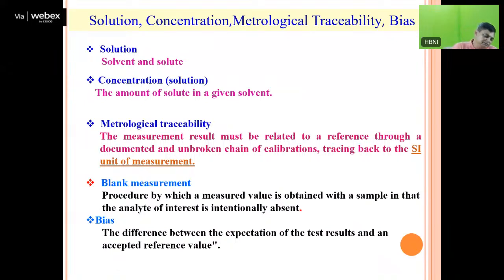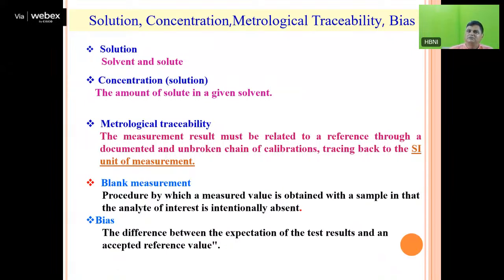See, metrological traceability is the main content of analytical chemistry. Whatever measurement you are doing, how do you prove that the number which you have generated through various analytical processes is a correct one or not? For that, we have to trace it to some international standards. That's termed as metrological traceability.